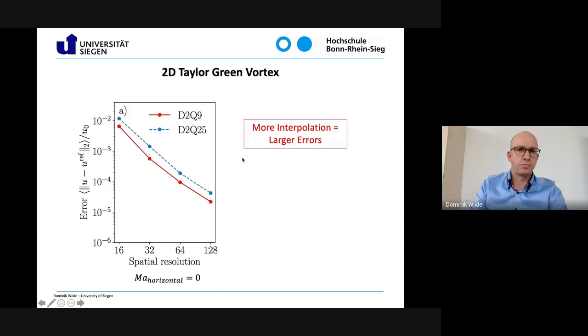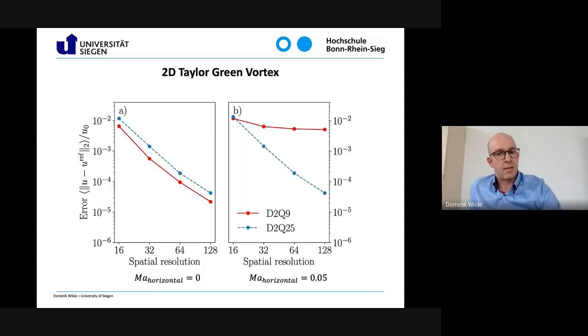For the non-moving Taylor-Green vortex, we see that the errors decrease as expected for increasing spatial resolution. But you also see that the interpolation introduces additional errors, so the errors are three times higher for the higher velocity set. But if you move the Taylor-Green vortex, then the errors in the Q9 lattice drastically increase, which is simply caused by the non-existent Galilean invariance. All these errors are cancelled if you use a high order velocity set in combination with a high order equilibrium. These properties are well known, but we could again show them with this simple test case at a quite low velocity in the horizontal direction.